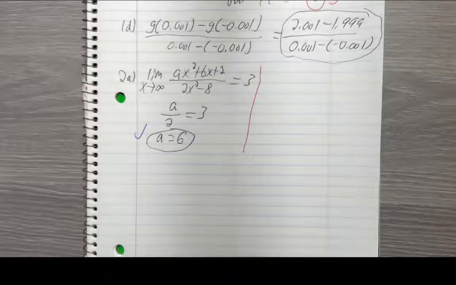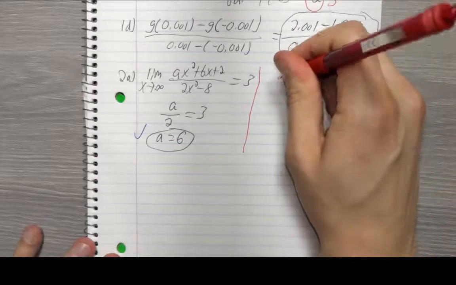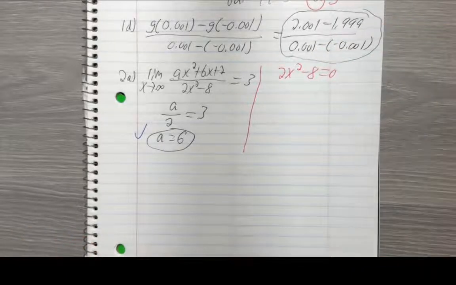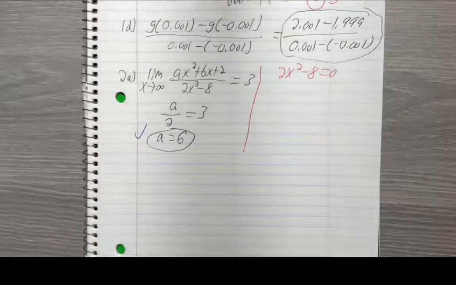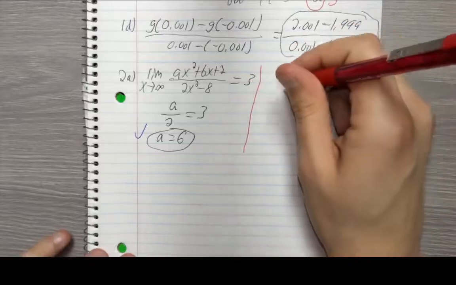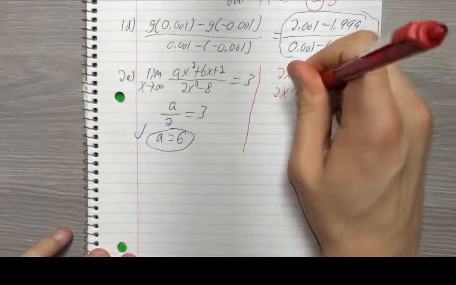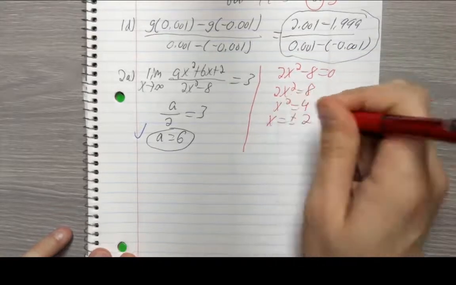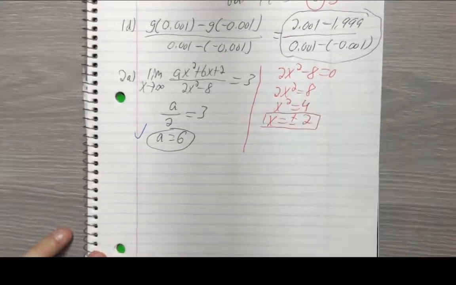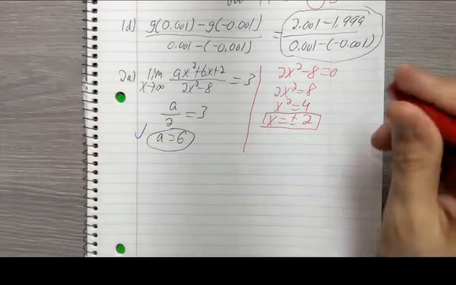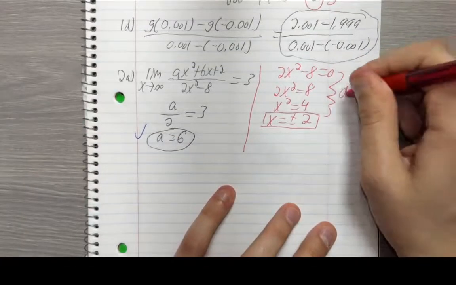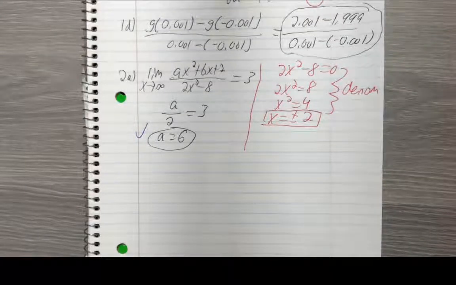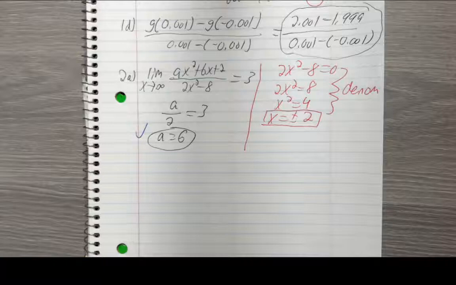All right, so let's do that. Let's start with just the denominator because it looks pretty harmless. The denominator is 2x squared minus 8. We have to set that equal to 0. Do some math. We get 2x squared equals 8, x squared equals 4, x equals plus or minus 2. Those are the x values where the denominator is equal to 0.